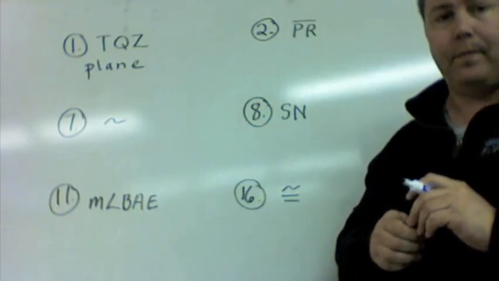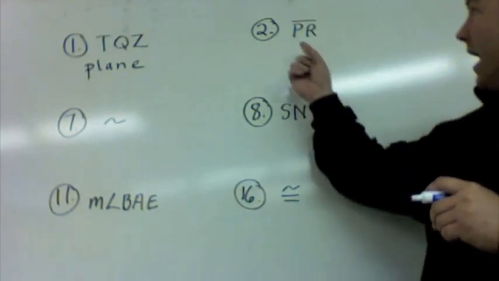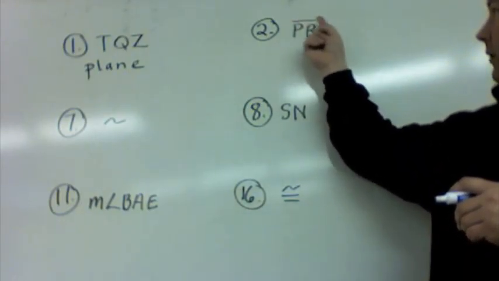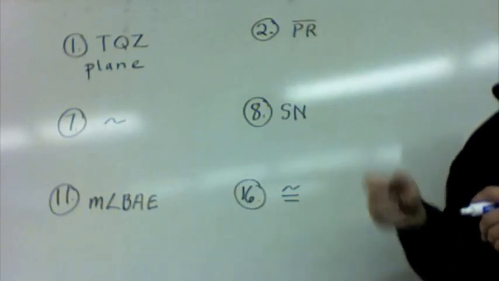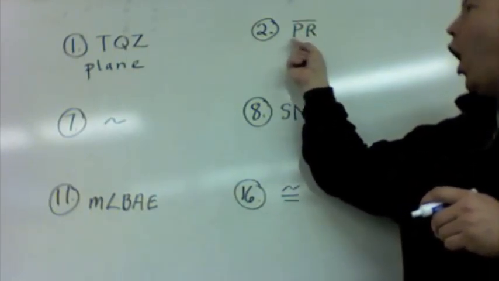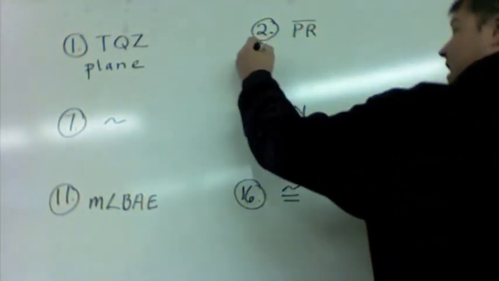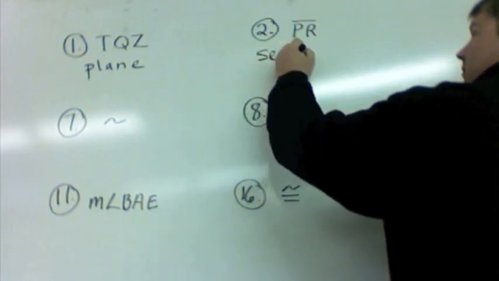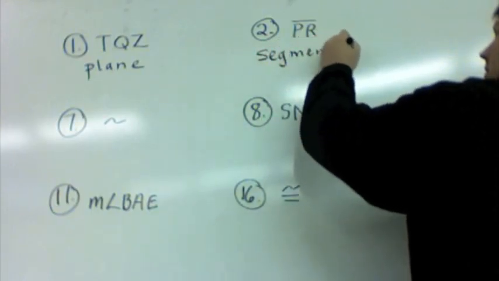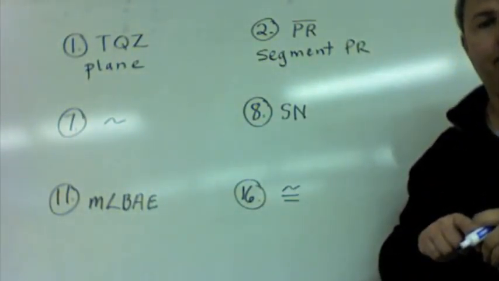Now look at example number 2 in your worksheet, and it's PR, and it's got this line over the top, but no arrows. That is line segment from P to R. So this is, I would write, segment PR. All right, that's line segment.